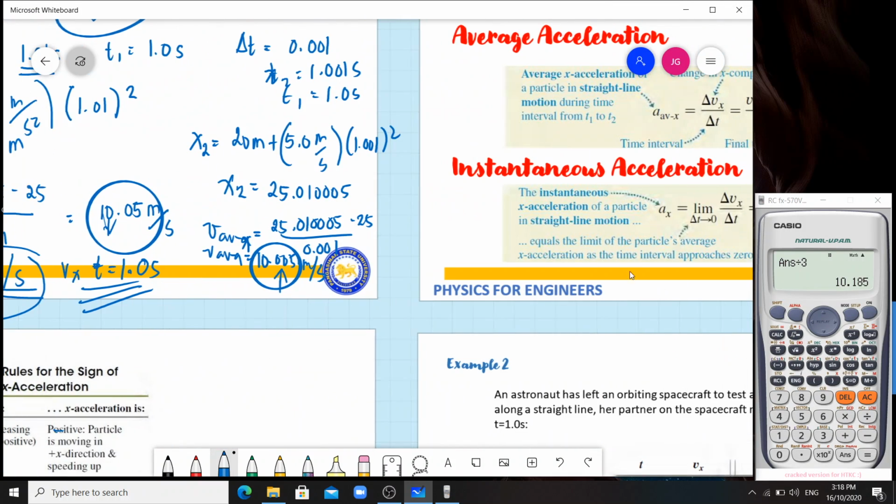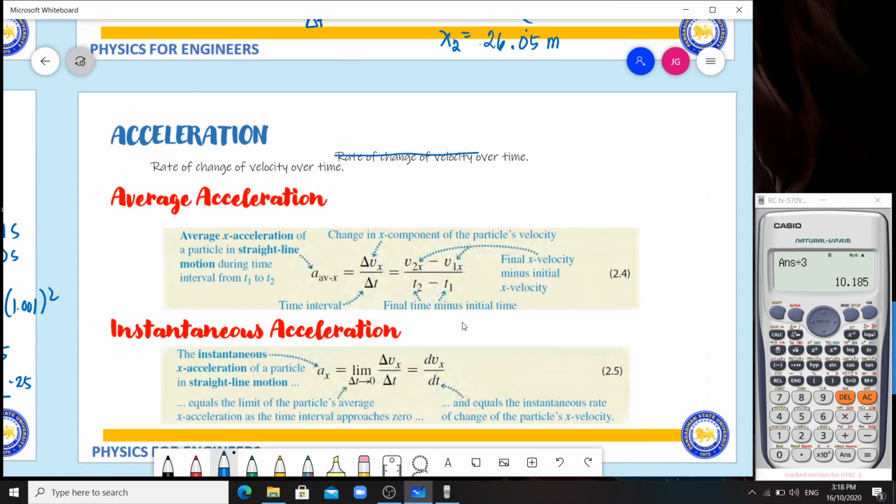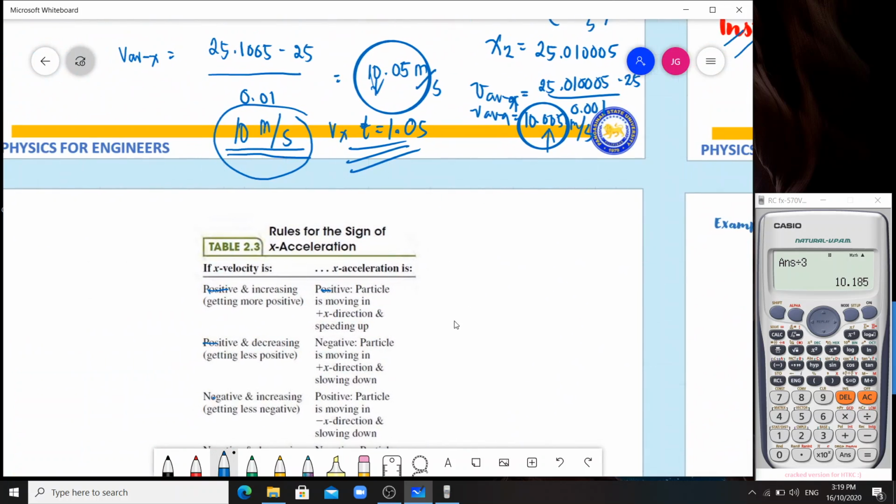So, next, let us discuss acceleration. So, let's just scratch this one. Okay. When we say acceleration, it is the rate of change of velocity over time. Ang velocity is the rate of change in x over time. So, magkaiba yun. So, pag sinabi nating average acceleration, that is the change of velocity over the change of time. Kapag instantaneous naman, that is the actual acceleration at the given point of time. Okay? So, parang ano lang yan, instantaneous velocity. Velocity at a given time, acceleration at a given time. Okay? So, it is denoted by this one and this one. Okay? So, let's proceed. So, the rules for the sign of acceleration.